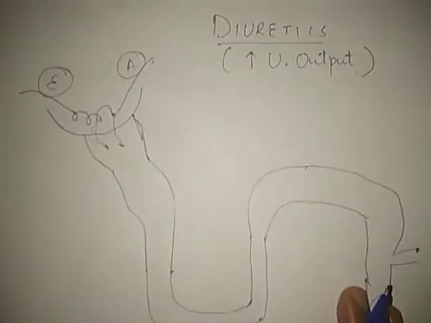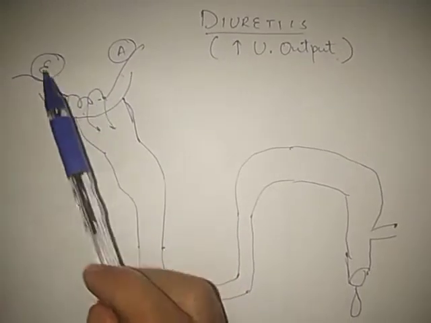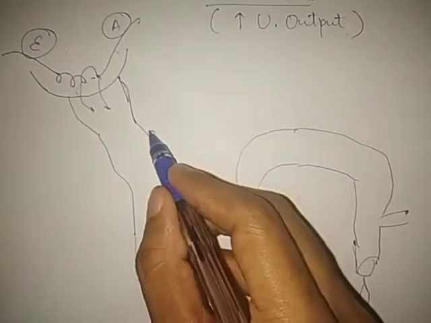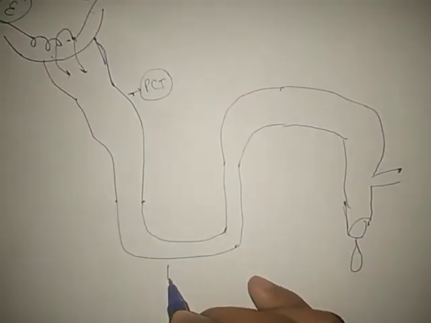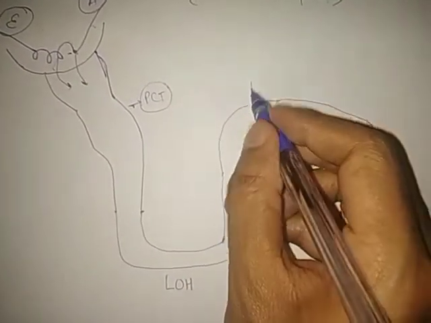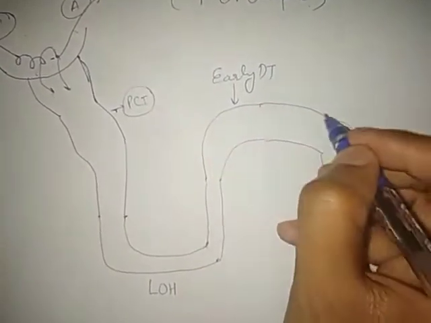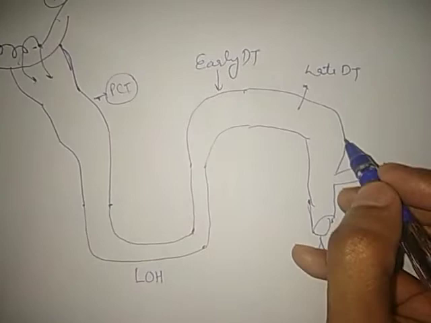So basically this is the structure of the nephron: afferent arteriole, glomerulus, efferent arteriole. This is the PCT, proximal convoluted tubule. This is the loop of Henle. This is the early distal tubule. This is the late distal tubule, and this is the collecting duct.